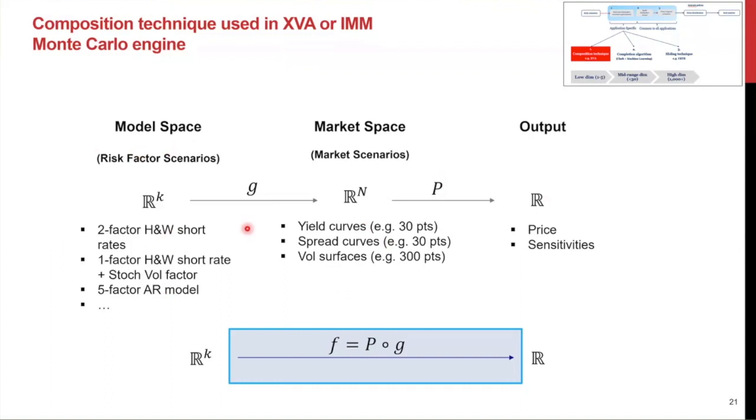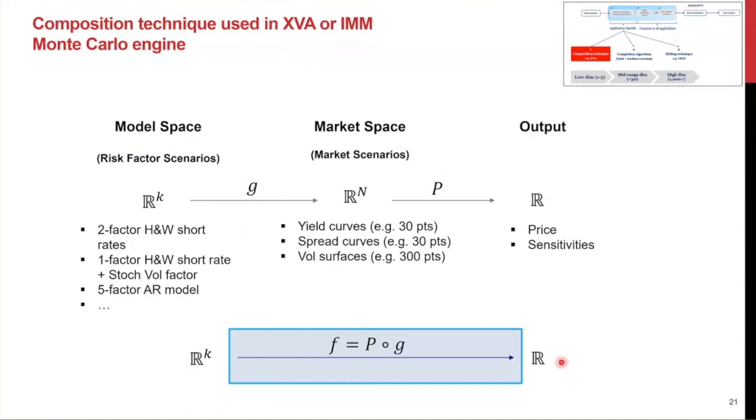What we do is we take this function G, which comes from the model, and we compose it with a pricing function P. So basically, what we've created here is a function F that goes from R^K, where K is low dimensional, let's say from 1 to 5, and returns the price.